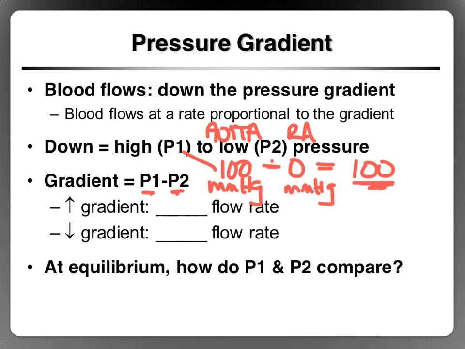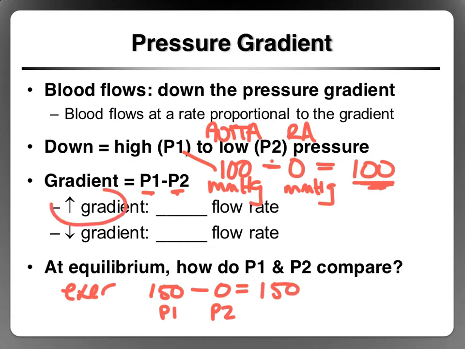And what happens during exercise is that your blood pressure goes up. And so the pressure in the aorta goes up. So, for instance, your pressure in your aorta may go from 100 to 150 during exercise. Okay, so now P1 is 150. The pressure in the right atria doesn't change. Okay, so now we have a higher gradient, and with a higher gradient, we're going to get a greater flow rate.